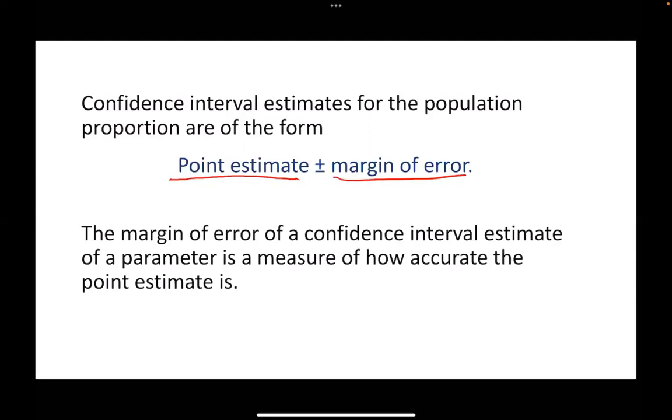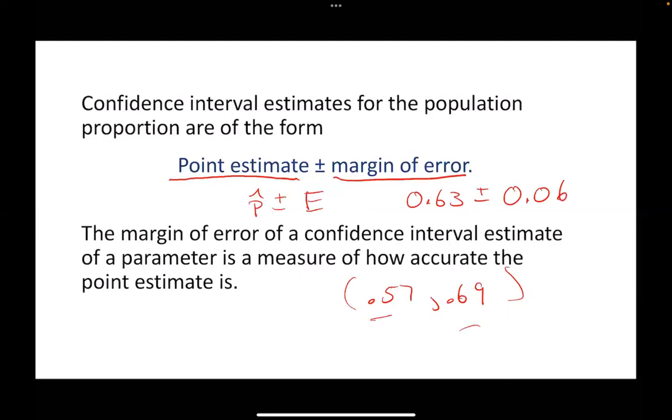So that's what the margin of error is, and we're going to calculate that margin of error. We get that margin of error based on how accurate our point estimate is. So we might have something like p-hat plus or minus e. So I could say 0.63 plus or minus 0.06. So 63% plus or minus 6%. That means that my actual value could be somewhere between 57 and 69. This would be the interval in which I could find my actual value. That's what that means.